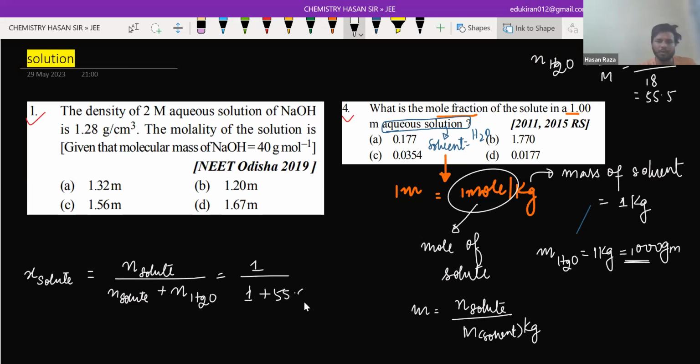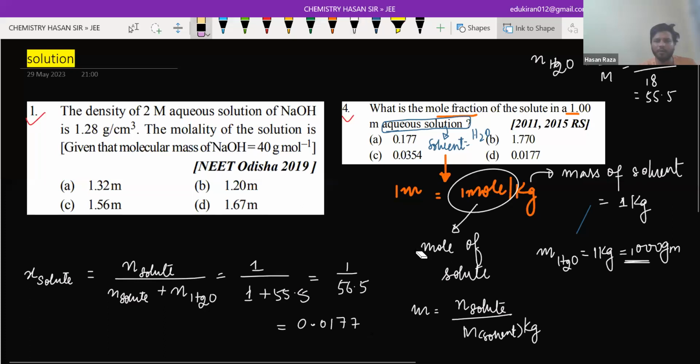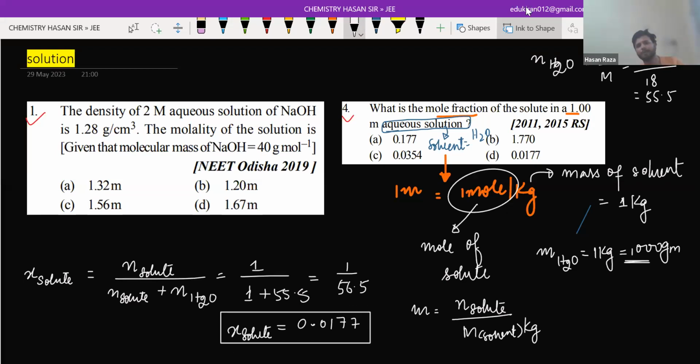So after solving this, you will get 1 upon 56.5, which is approximately equal to 0.0177 mole fraction, and mole fraction doesn't have a unit. So this will be your mole fraction of solute. Is that clear, everyone? Faiza, Muhammad Harif, Shahid, Madiha, and Faiza joined. Please do respond.